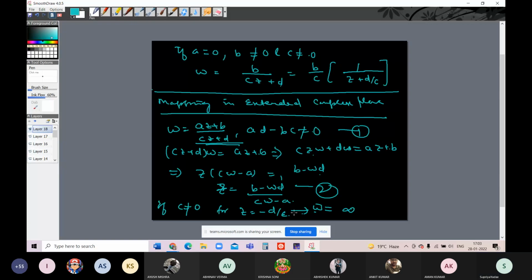And also for equation 2, if we are taking W equal to A by C, for the same case, because C is non-zero, then from equation number 2, at this point W will be the pre-image of Z equal to infinity. So the pre-image of Z equal to infinity in that case will be A by C.